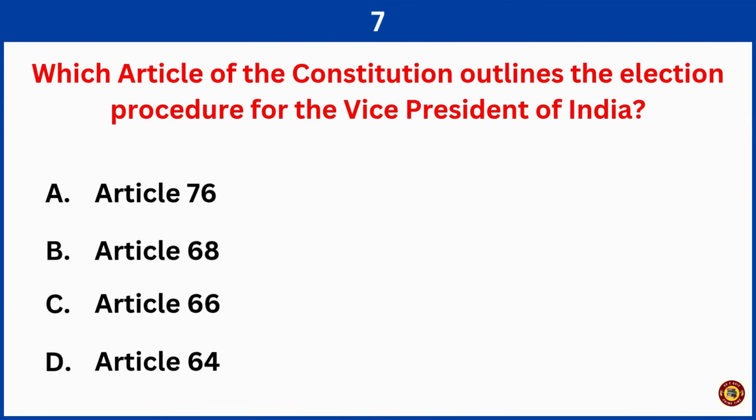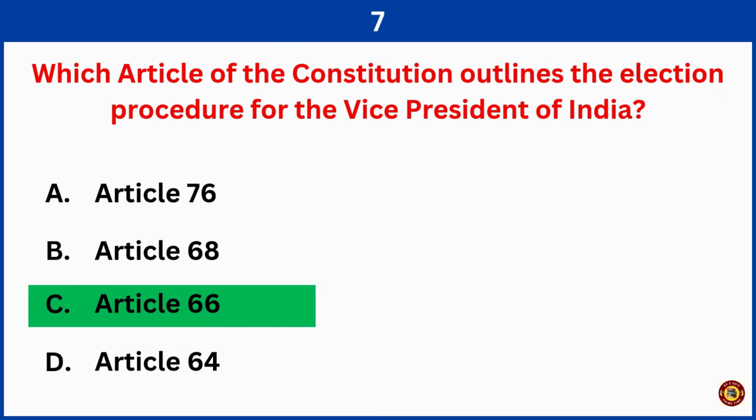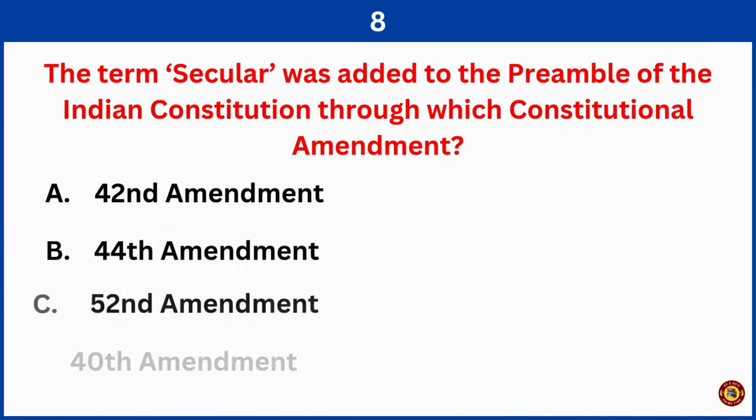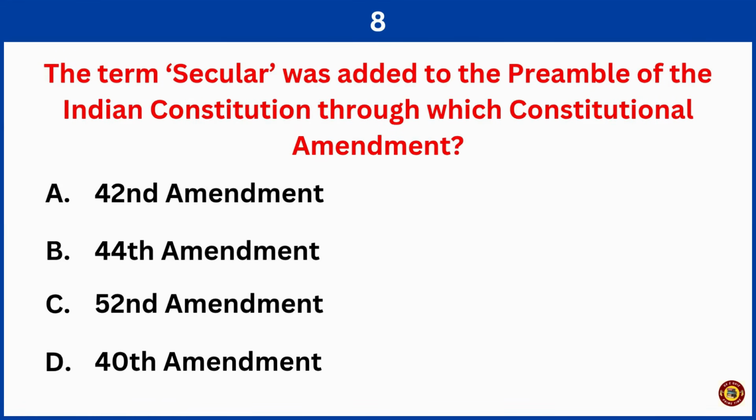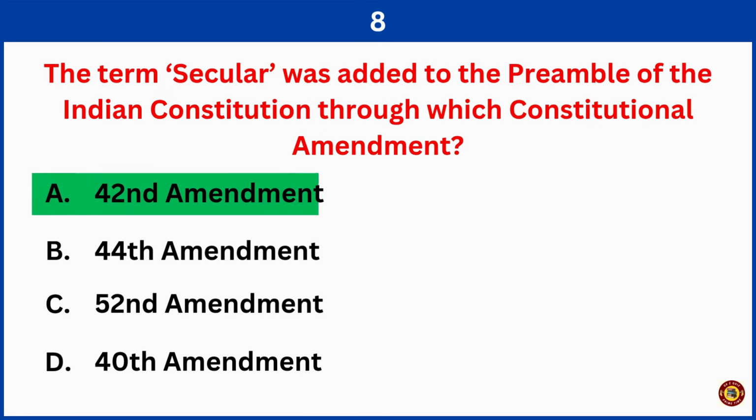Which article of the Constitution outlines the election procedure for the Vice President of India? Right answer is option C, Article 66. The term secular was added to the preamble of the Indian Constitution through which constitutional amendment? Right answer is option A, 42nd Amendment.